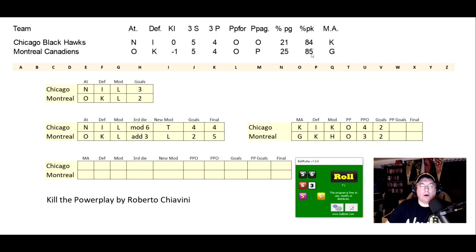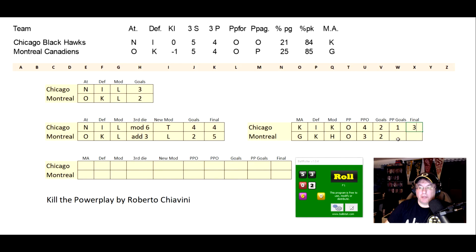So now we roll on the Montreal penalty kill, an 86 or higher. Yes, so Chicago scores 1 power play goal so far. So now we're on roll 3. We go back to the 21. No. And now our 4th power play attempt is the 86 or higher. No. So they get 1 power play goal. So their final is 3 goals.